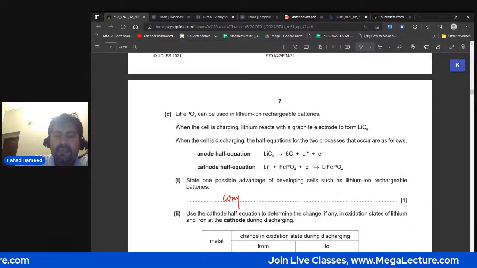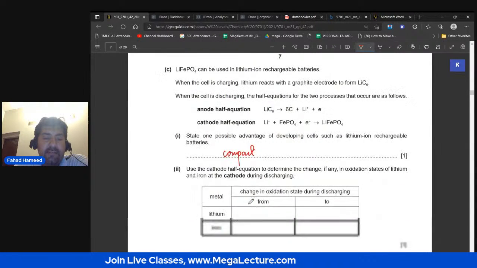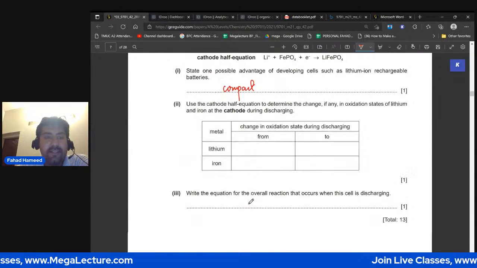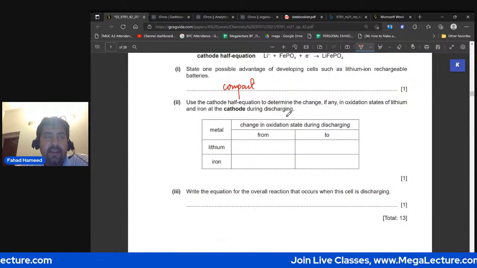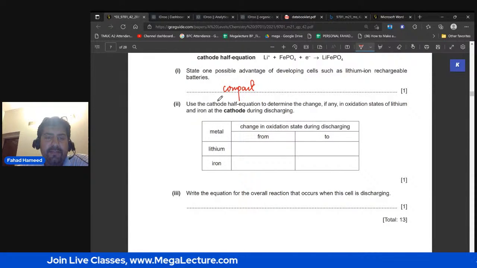They basically said that it's more compact. Lithium batteries are more compact. You use them in your phones and your electronic devices. So you want batteries that are more compact. A lead acid battery is a pretty big battery, like car batteries. So lithium ion rechargeable batteries are more compact.